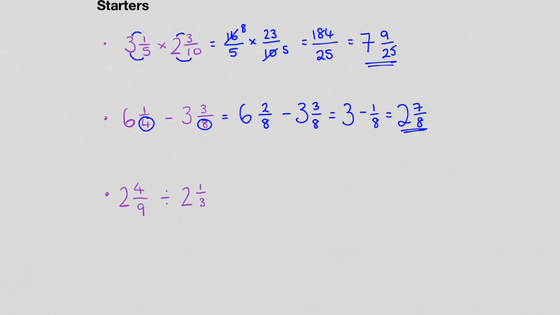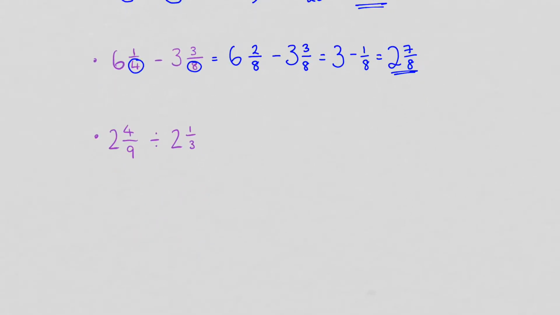Okay, and then the last one is a divide. So again, just like multiplication, if we've got mixed numbers, we need to change them to improper fractions. So we're going to do 9 2s are 18, add 4 is 22. Then 2 3s are 6, add 1 is 7. And then remember, to divide by a fraction, you turn it upside down and you multiply it.